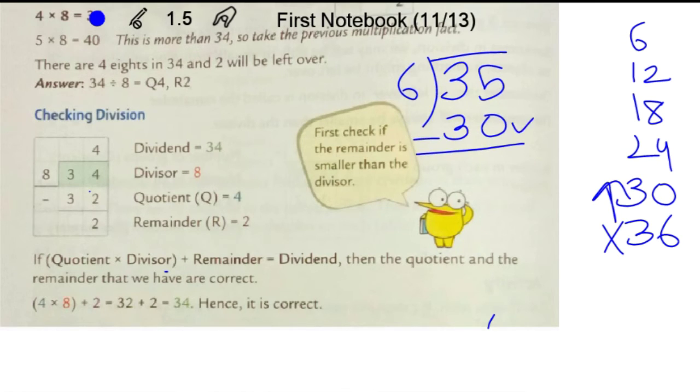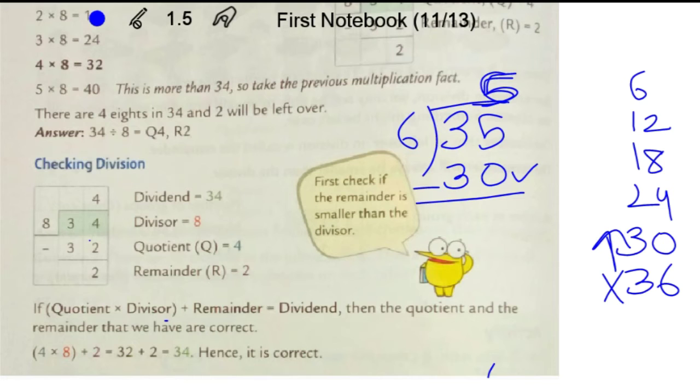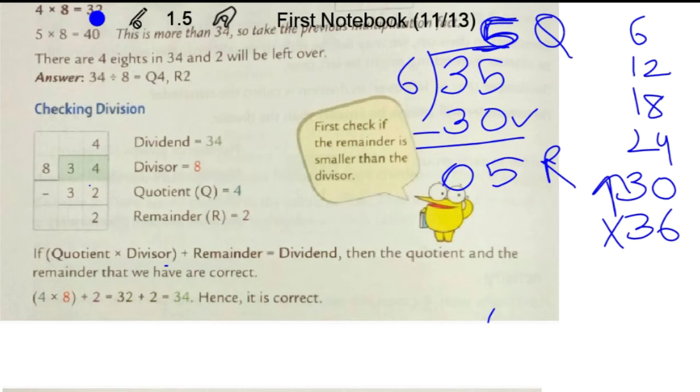And how many times does this 30 come? 5 times. Okay, this 30 will come 5 times. So 6 fives are 30. Let's subtract: 5 minus 0 is 5 and 3 minus 3 is 0. So now here our quotient is 5 and remainder is also 5. Now how can we check whether our division is correct or wrong?